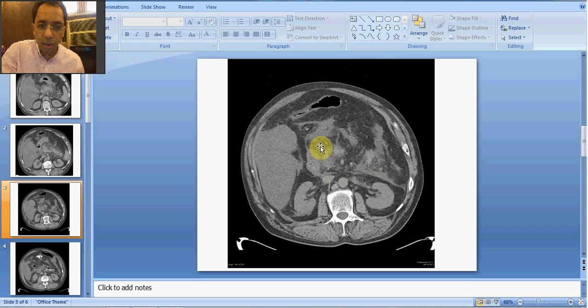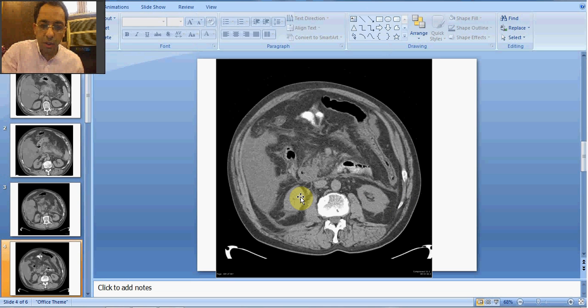Again, look at it. There is increased fat stranding in the mesentery, with sparing of the pararenal fat. There is thickening of the lateroconal fascia and anterior pararenal fascia, and there is some stranding around the uncinate process as well. These are typical features of acute pancreatitis.